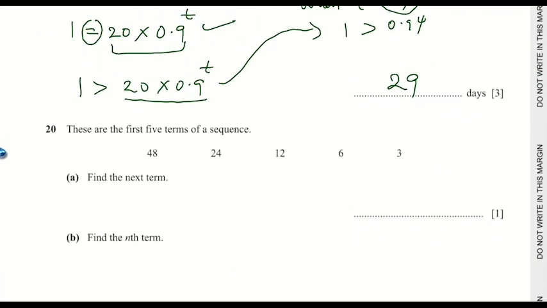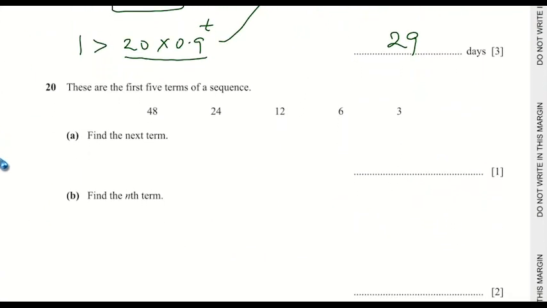These are the first terms of a sequence: 48, 24, 12, 6, and 3. Find the next term. To get the next term, if you observe here, the term to term rule is times 1 over 2. So to get the next one, it will be 3 times 1 over 2, that is 3 over 2, which is 1.5. So that is the next term.